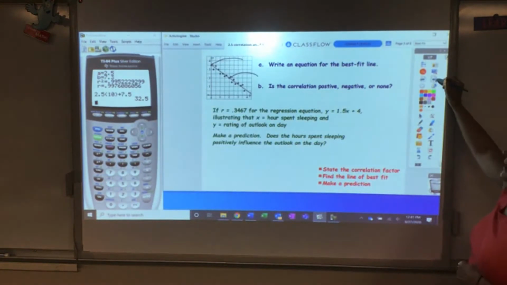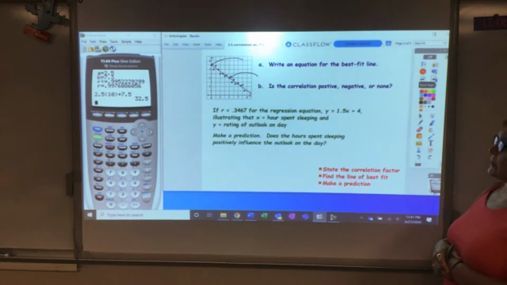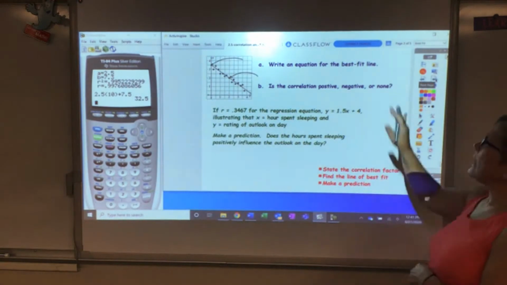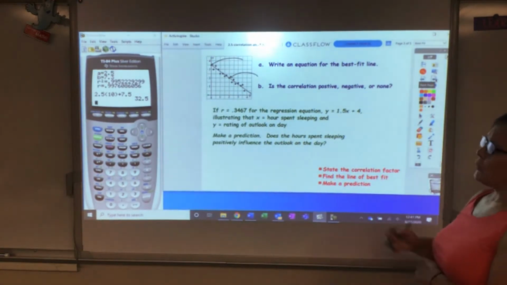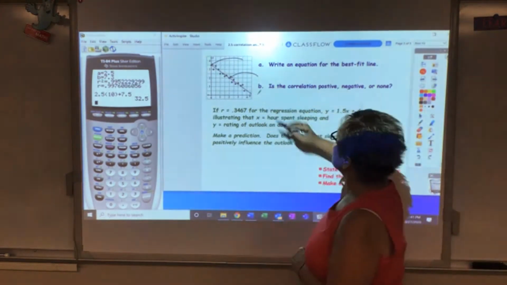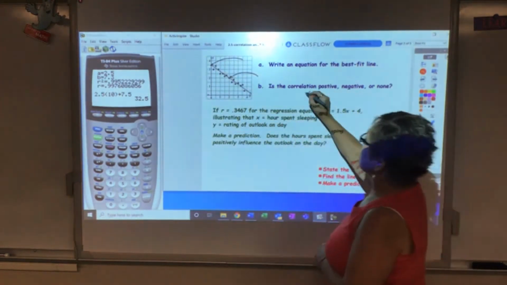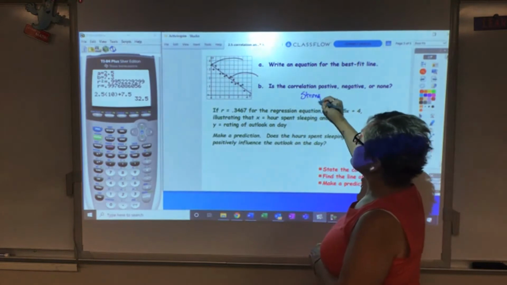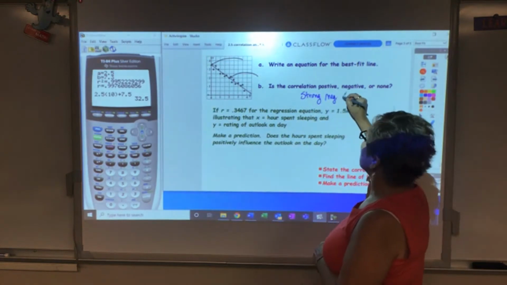Okay. This is just about correlation. So it says, write an equation of a best fit line. We don't have these exact points, but we can see this is fairly strong. So I would say this is a strong, and it leans to the left, negative correlation.